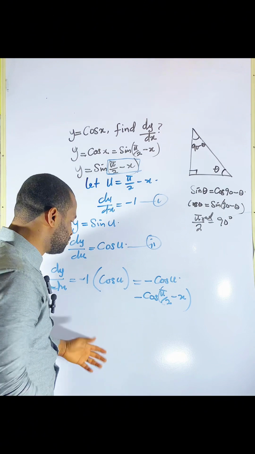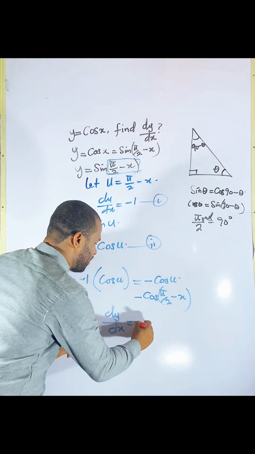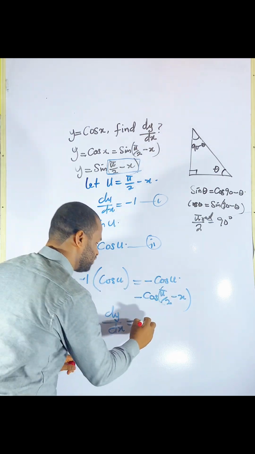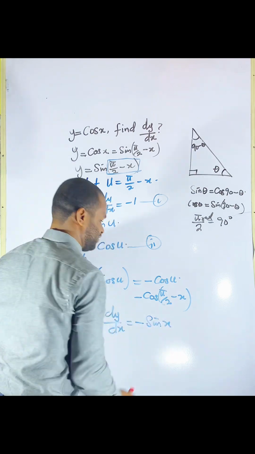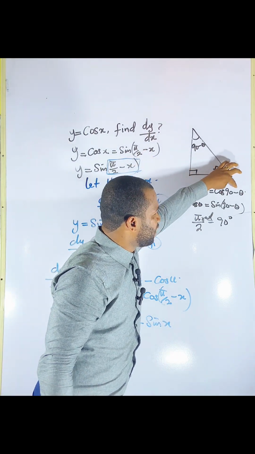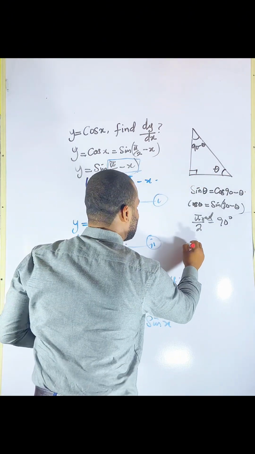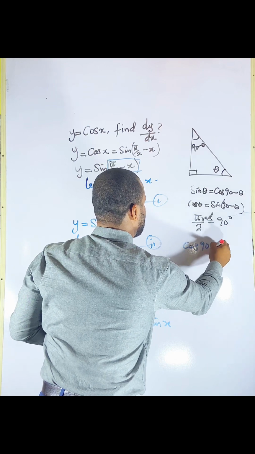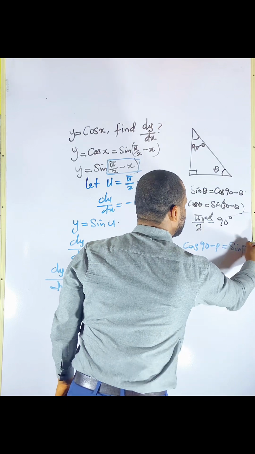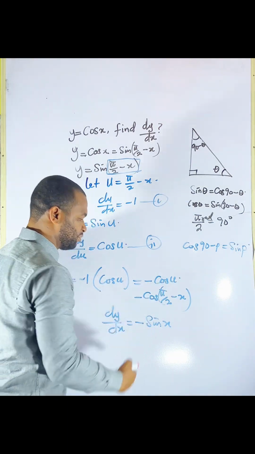All right, now dy dx is going to be minus cos 90 minus x, which is going to give me what? Sine x. Look at this. Cos 90 minus theta is going to give me sine theta. It's a model. So if I say cos 90 minus p, it is going to give me what? Sine p. It is a pattern.